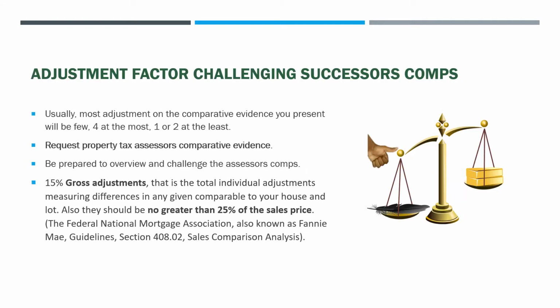Usually, most adjustments on the comparative evidence are few, maybe two or three or four adjustments per home or less. Now, if the appeal is not solved at the assessor's level, request the property assessor's comparative evidence. The property tax assessor's skill set for assessing a home may not be accurate. Often, property tax assessors are appointed. It's a political appointment. They may lack the skill set, and they have a lifetime job and prejudice to preserve the tax base. So it's good to look over their evidence.